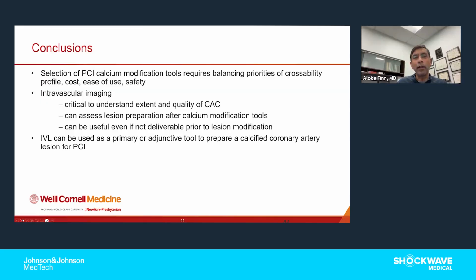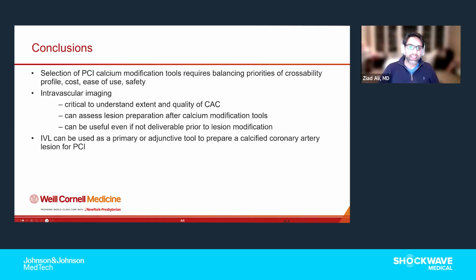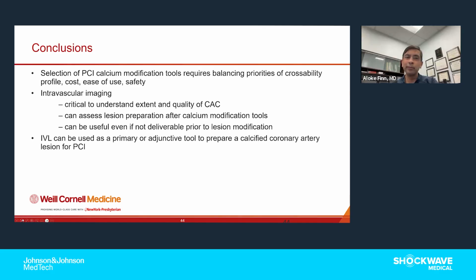And what drawback is there, Ziad? I don't think there's much drawback to using an IVL in this. I mean, there's the expense, obviously, but that's the one thing that I would think about. Yeah, but the expense really pales in comparison to the expense of a target vessel failure, right? I agree. They're not even, and the time and everything else that's needed to really, if you have to post-dilate the stent and try to get up to high pressure, I just don't like that idea.